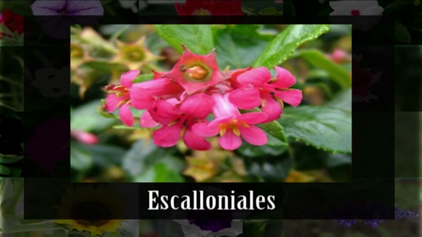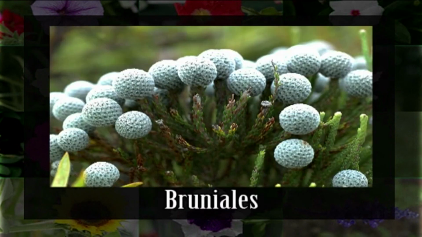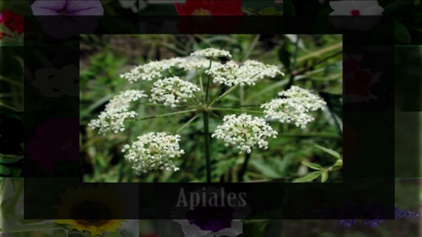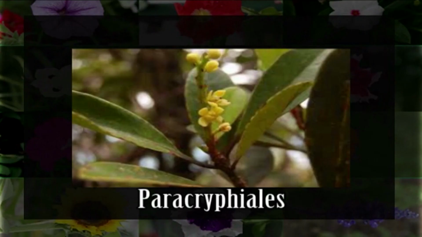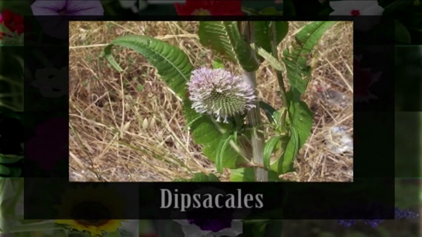One more order is by the name of Escalloniales, which is followed by an order Bruniales. This Bruniales is followed by an order by the name of Apiales. Apiales includes the families like Apiaceae, Araliaceae. Apiaceae is also called the carrot family. This is followed by a small order by the name of Paracryphiales, because it includes just a single family by the name of Paracryphiaceae. Then the last order in this Angiosperm Phylogeny Group is by the name of Dipsacales. We have here in this Dipsacales the families like Caprifoliaceae, Morinaceae, Dipsacaceae or the Valerianaceae.